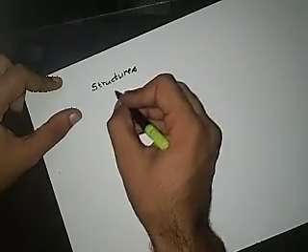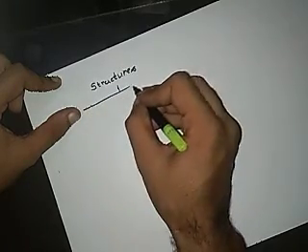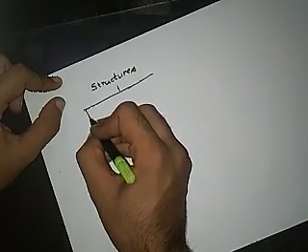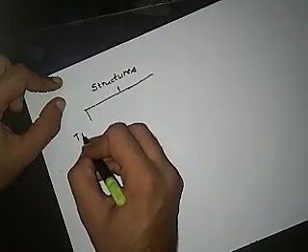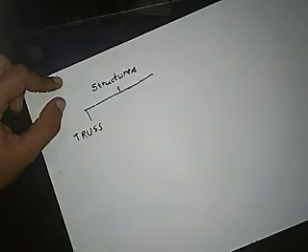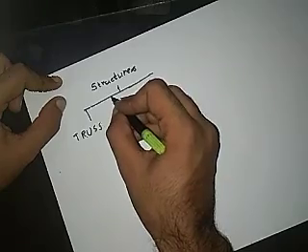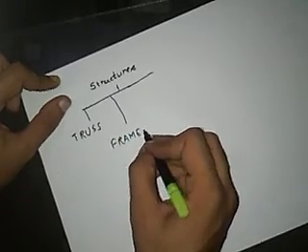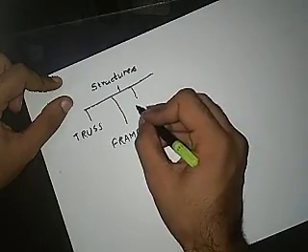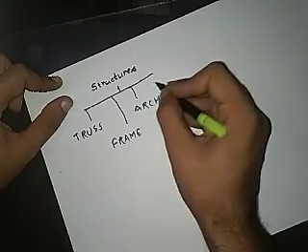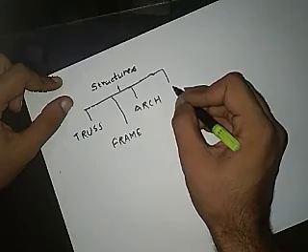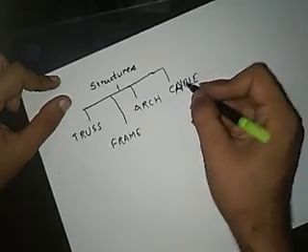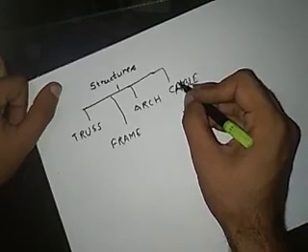So there can be, depending on how the members are transferring the load, a truss member, or a frame, or an arch, or a structure which is a cable. Okay, there could be a cable.